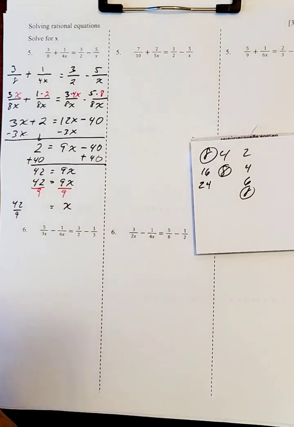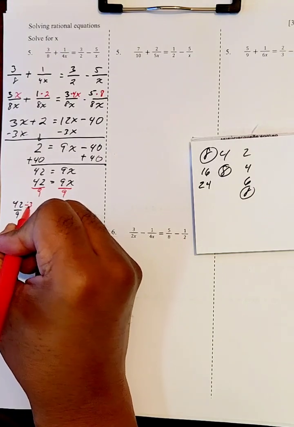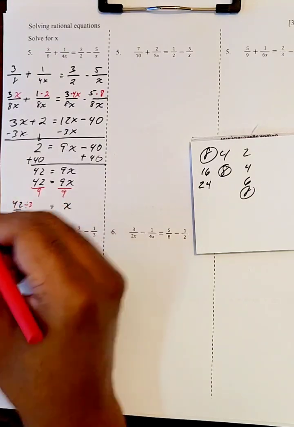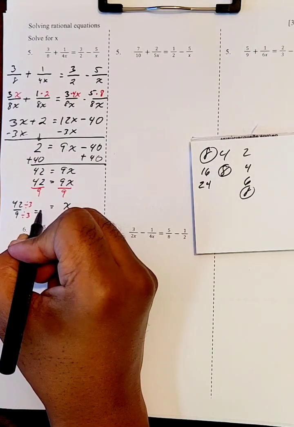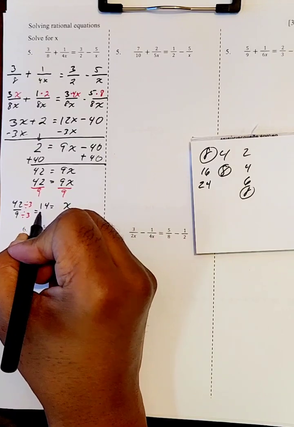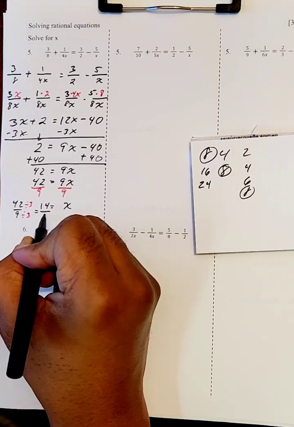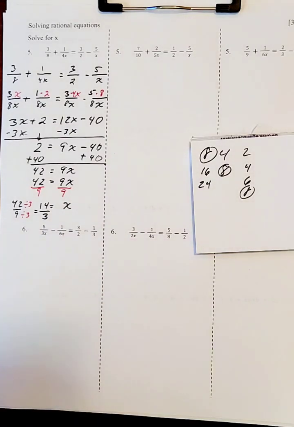Now, I can simplify 42 over 9 by dividing everything by 3. This can be divided by 3, this can be divided by 3. 3 goes into 42 14 times, and 3 goes into 9 3 times. So it simplifies to 14 over 3.